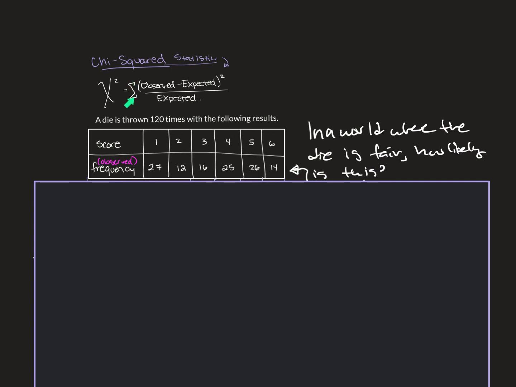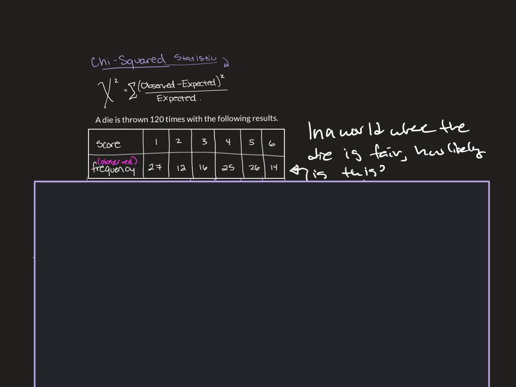Is that you would take the sum of the observed minus the expected squared, and then divide by the expected. What do I mean by that? Let's use this example of a die is thrown 120 times with the following results. So I got a 1 27 times, a 2 12, a 3 16, a 4 25, a 5 26, and a 6 14. So this is what we call our observed.